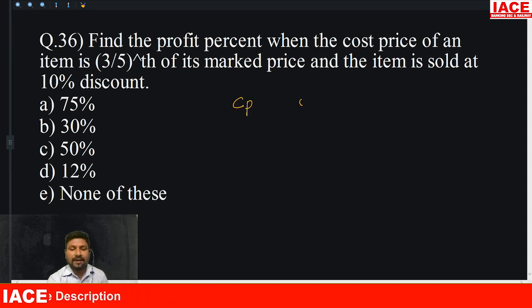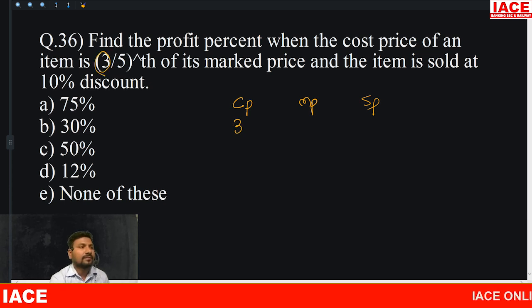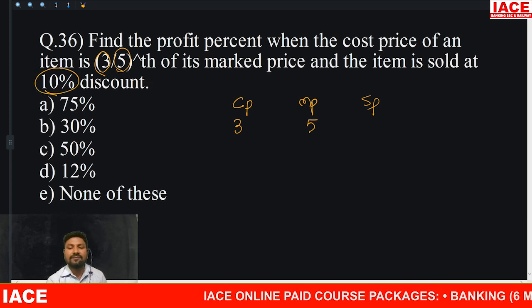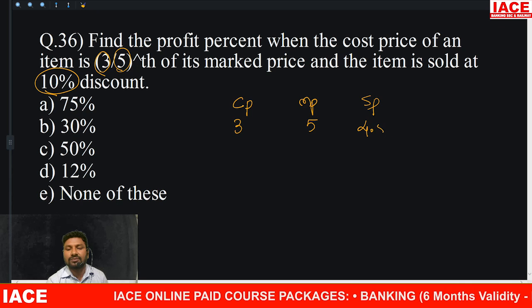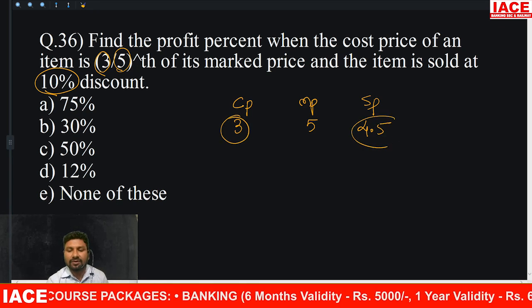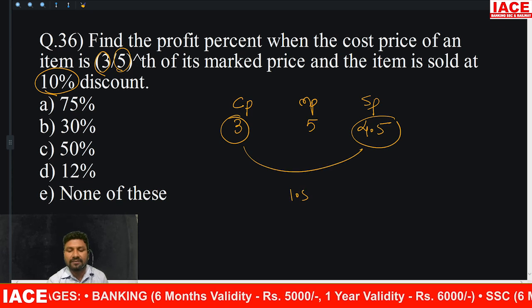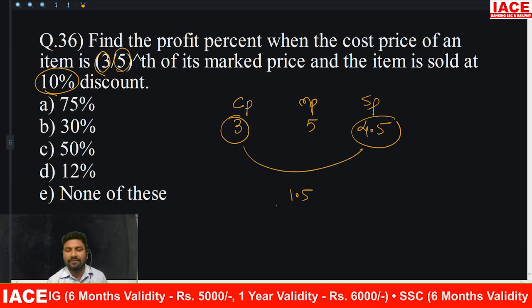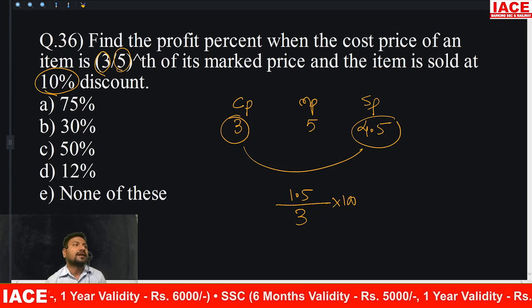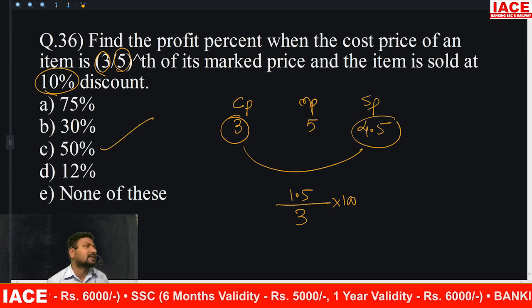CP and MP and SP. CP is 3 rupees and MP is 5 rupees, and giving how much percentage discount? 10%. In 5 rupees, 10% discount means it is how much rupees? 4.5. A product CP is 3 rupees sold out for 4.5 rupees means how much rupees profit? 1.5 rupees profit. Comparing 1.5 rupees to 3 rupees, we need percentage, multiply with 100. In 3 rupees, 1.5 rupees equal to how much percentage?